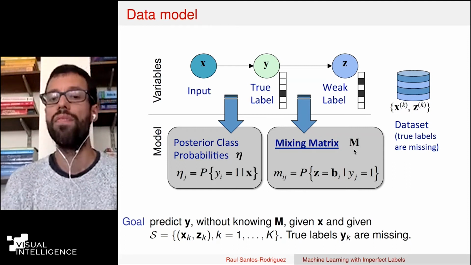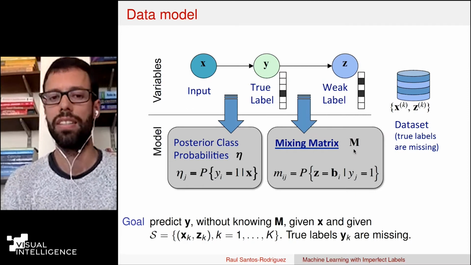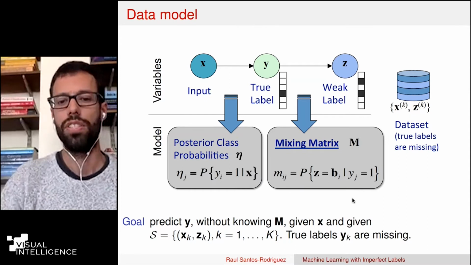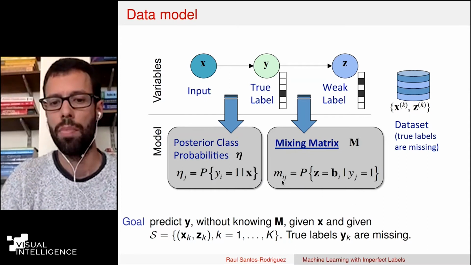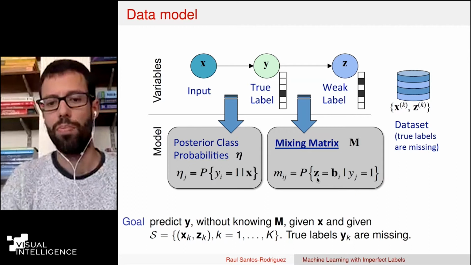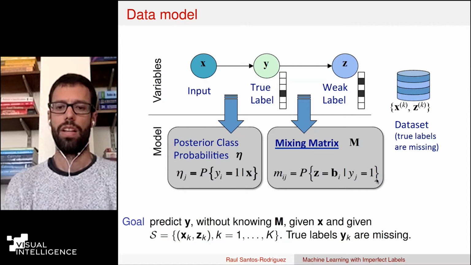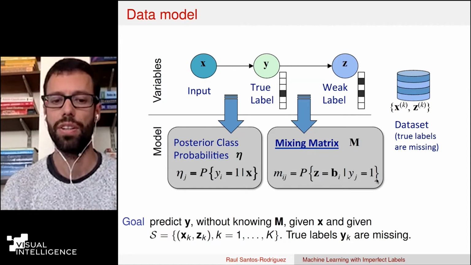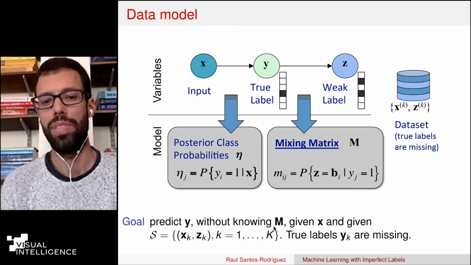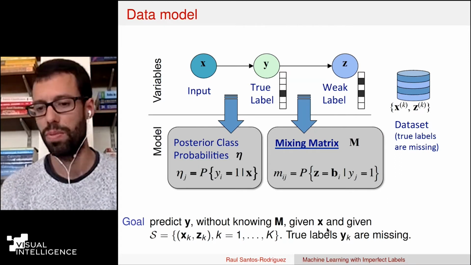If we had information about that, we would understand fully how it is that we went from clean and nice labels to just have something that is imperfect. So this object here is made of elements where each element, and we'll see examples in a second, is the probability of a weak label given the true one. Our task in the end is going to be to try to predict the true label without knowing what happened to our labels and given a sample. If we are able to do that, then we are in business.